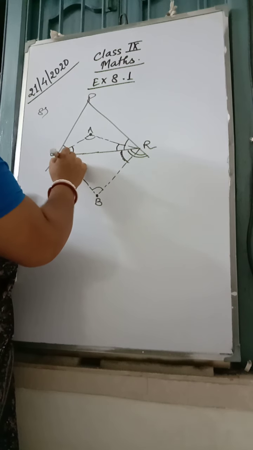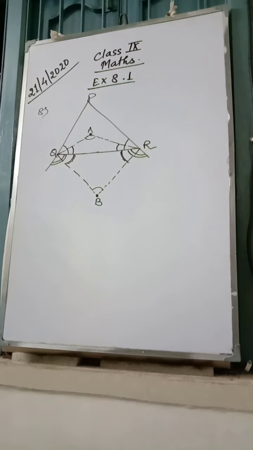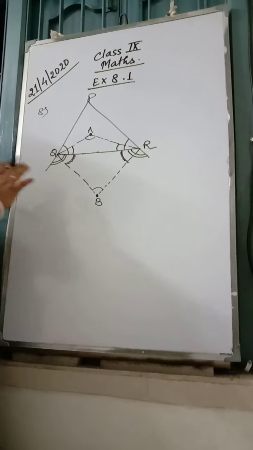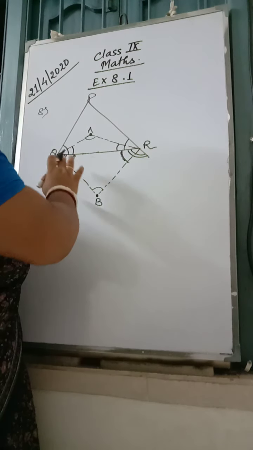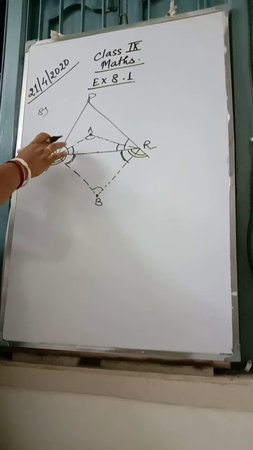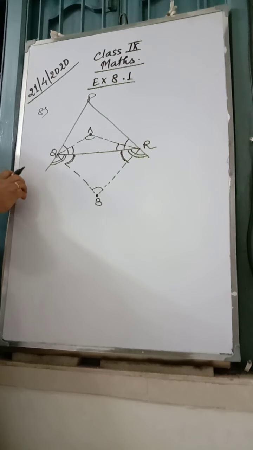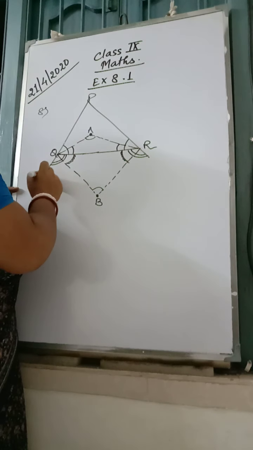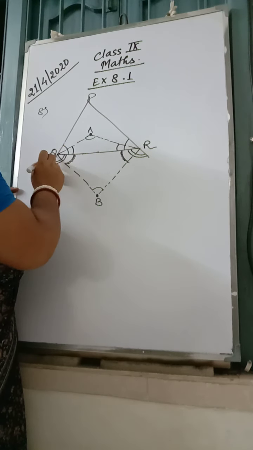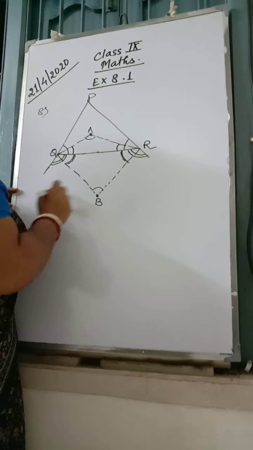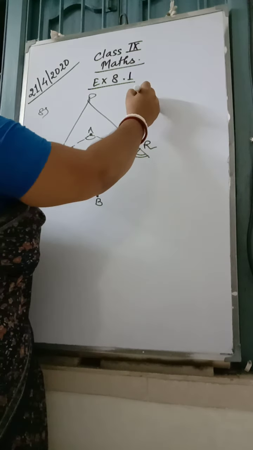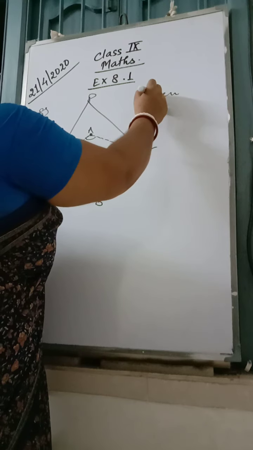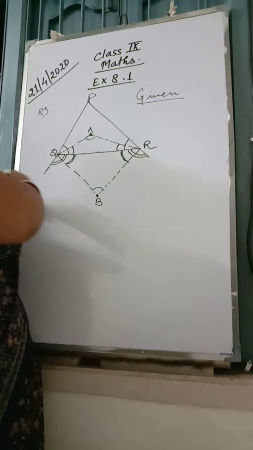Let's see. These are the angles we have. What do we know? You just tell me. Sum of exterior angle and interior angle at the vertex, that is 180 degree. So to prove, okay, given.